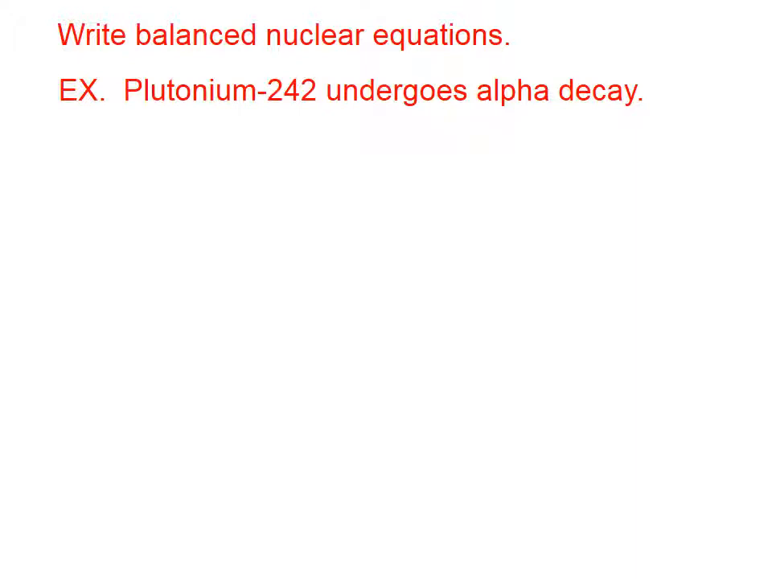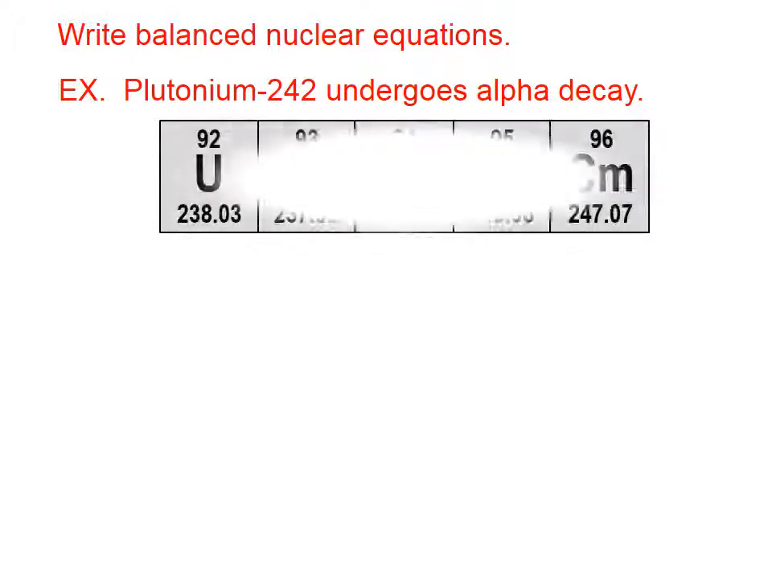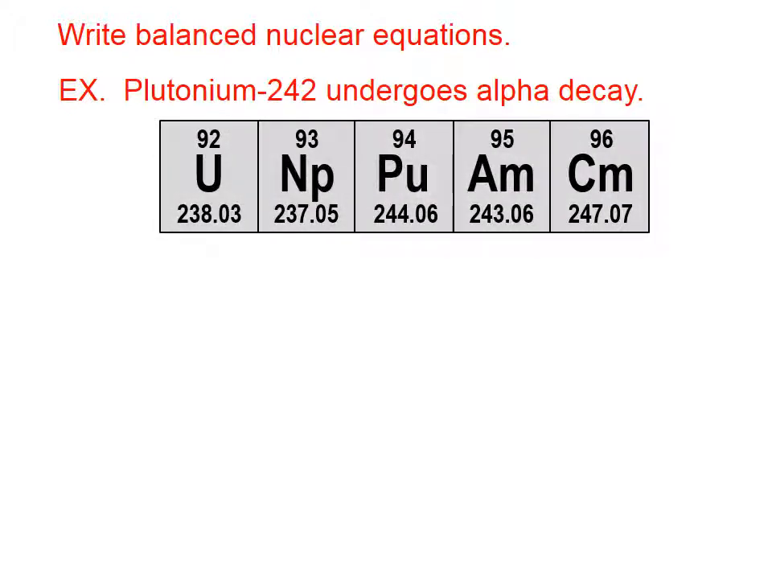So let's write some balanced nuclear equations. Plutonium-242 undergoes alpha decay. So let's find plutonium on the periodic table, and I've reprinted a bit of the table so you can see it. There's our symbol for plutonium-242. The 242, of course, means the mass. Plutonium from the periodic table is element number 94, so we represent it like this.